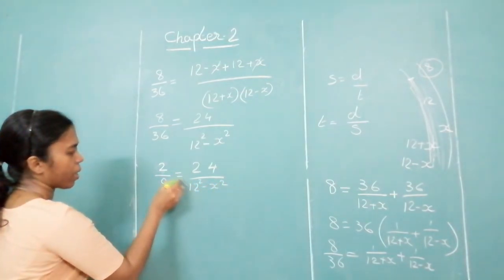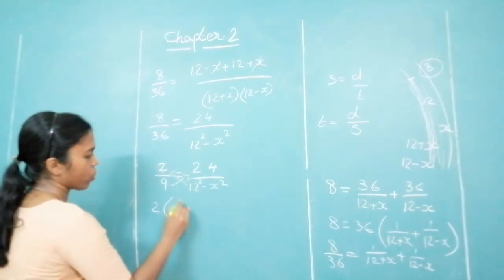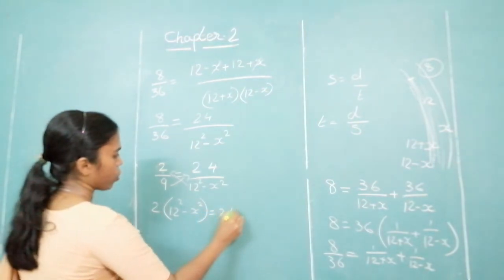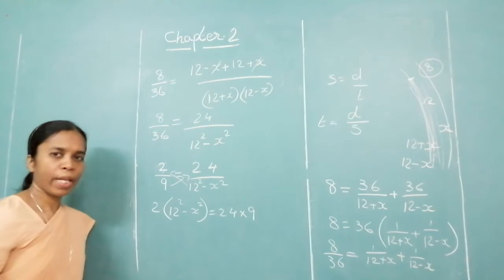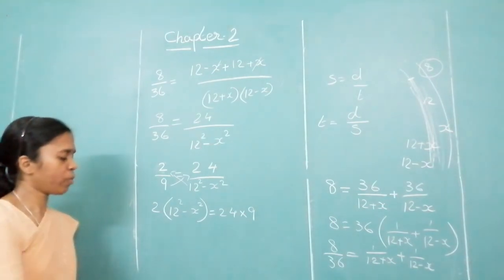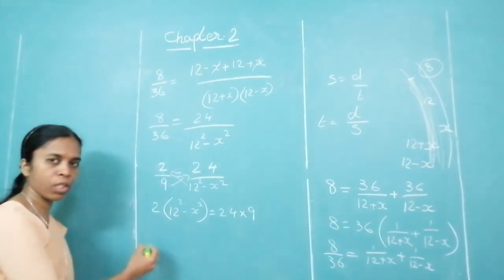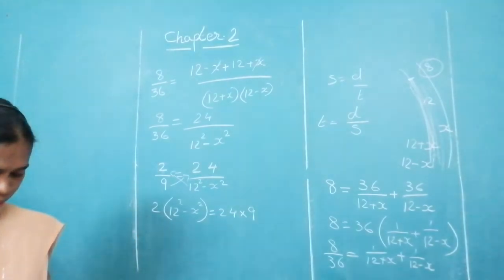Cross multiply it. So what do you have? 2 into 12 square minus x square equal to 24 into 9. Now you open the bracket. 12 square, I suppose you know the squares. Open the bracket, you will get the equation, solve the equation, and get the value of x.